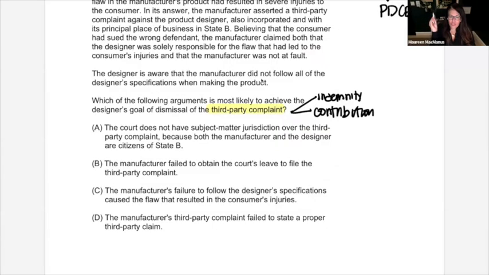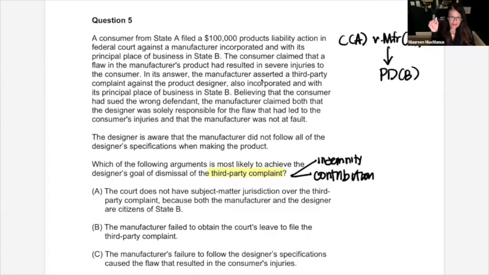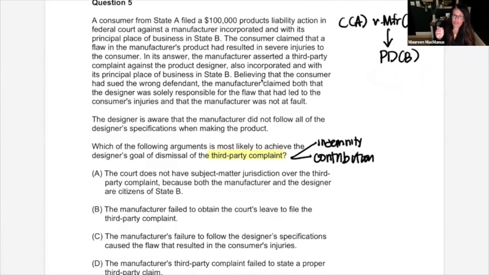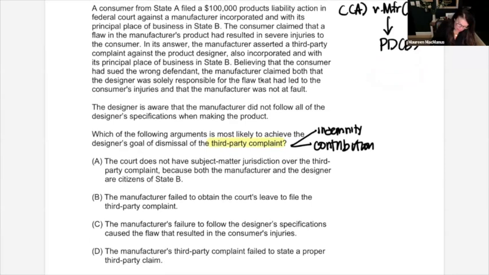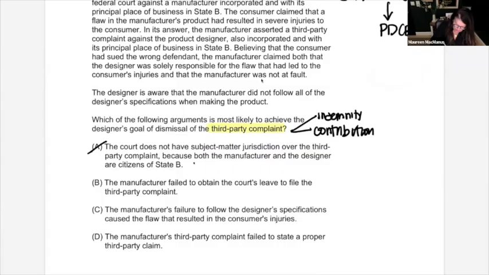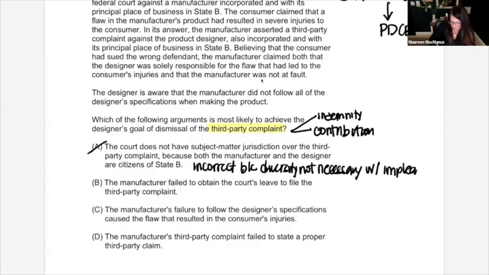So A, the court does not have S&J over the third-party complaint because both the manufacturer and the designer are citizens of state B. That doesn't matter. What we care about is here between the plaintiff and the defendant. And this is just, if it was proper, it would be a permissive claim. It's not necessary. So we don't care about the S&J issue there, the lack of diversity between the manufacturer and the product designer. So I'm going to say incorrect because diversity is not necessary with impleader, essentially.